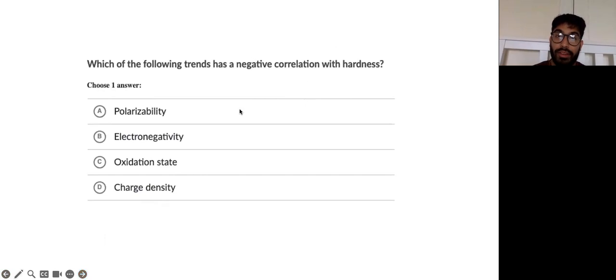It has a negative correlation with hardness, so it shouldn't be too tricky, but I'll give you guys a couple minutes to look over it, and let me know if you have any questions or are done.